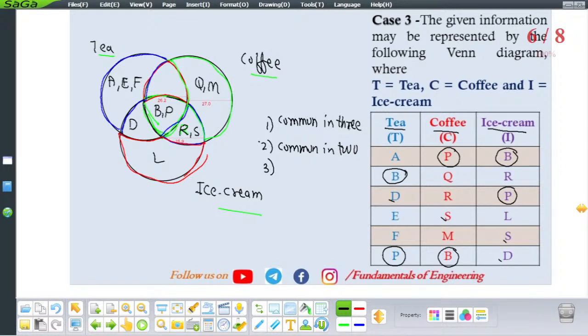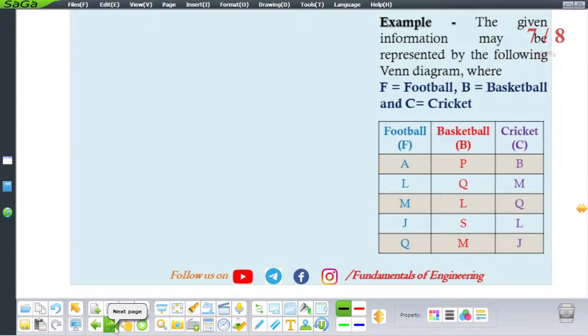So based on that we can solve another example that represents the information: the persons who like to play football, basketball and cricket. So three different sports are there, and the data is given for 15 people. For these 15 people we have to represent the data in terms of a Venn diagram. So first of all we have to draw three circles representing all three sports. First it is for football. This circle is for football.